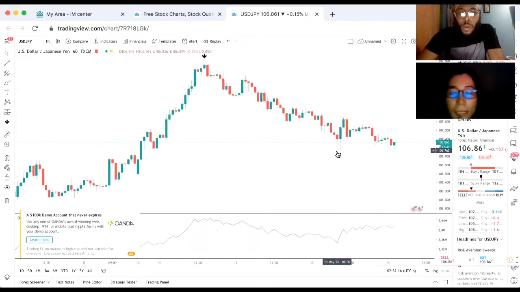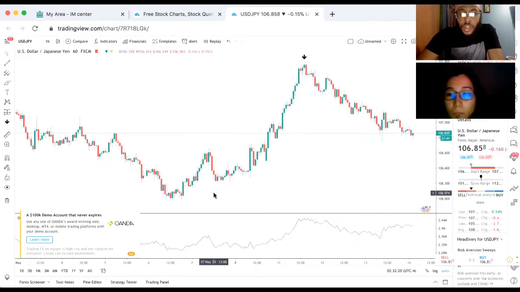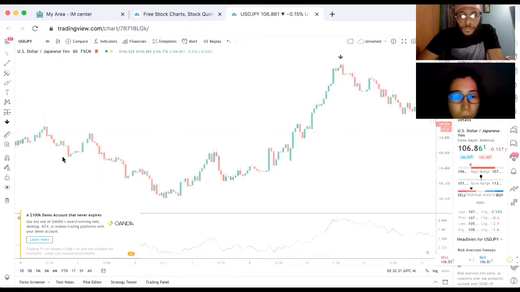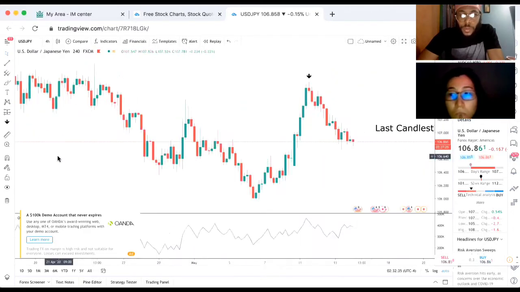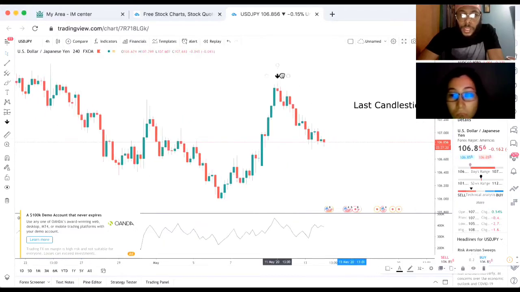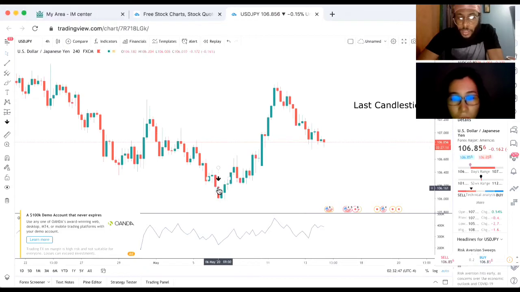If we look for a point of interest down here, we saw the move up, so it's going to be that last candlestick before the move up. Let me go to the 4 hour so we can see points of interest. Now we have this one down here, this last red candlestick before the entire push. We identify that as the point of interest.